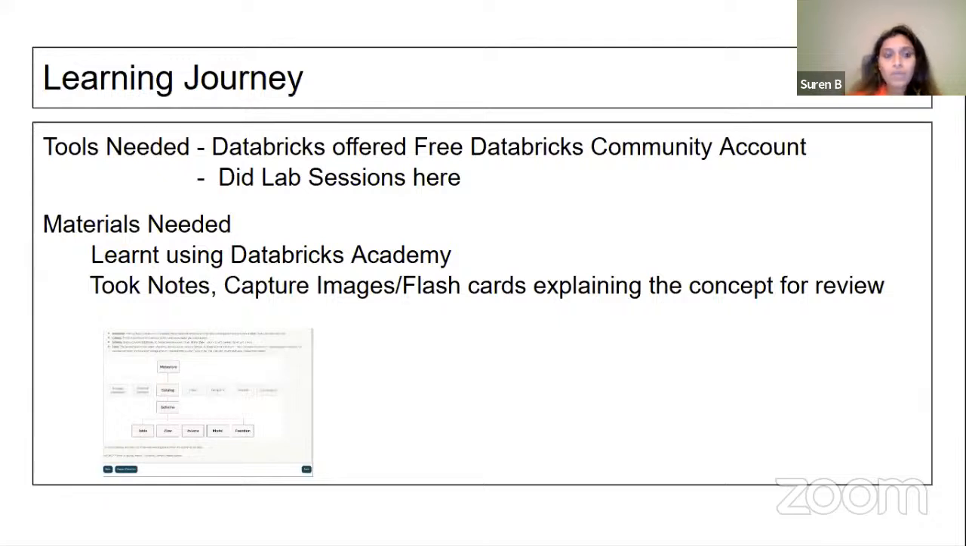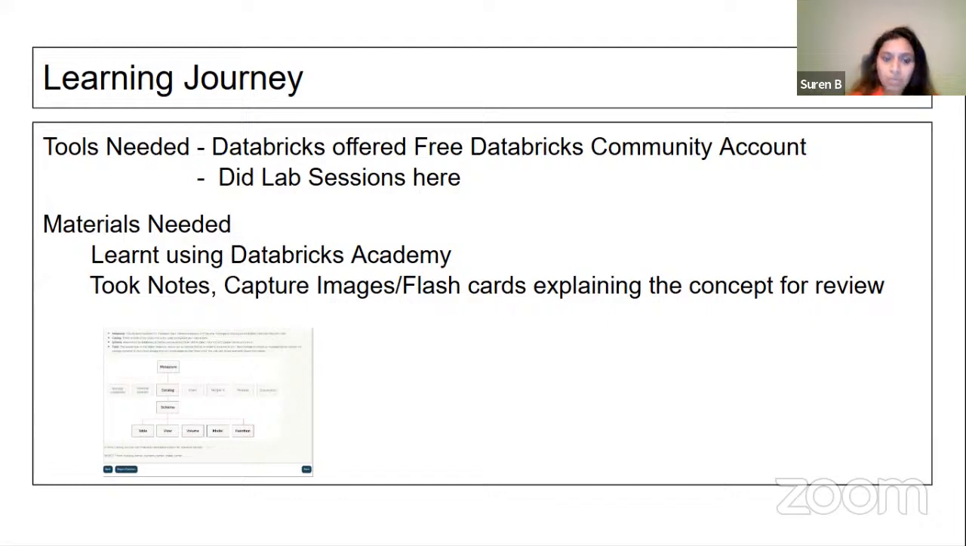To start with my learning journey, I didn't actually get any courses from Udemy or any other websites. The materials that I used to prepare for this exam were through the Databricks Academy. I just went to the Databricks Academy. They offered the materials, like videos, for free. And then I just studied those, and I took notes.